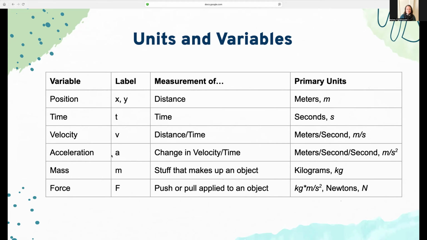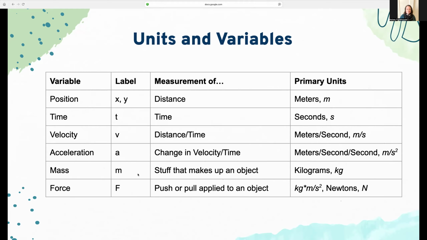Acceleration is given by an a, and it's the change in velocity divided by time. Also, just a note with acceleration, remember, if the motion changes, there must be acceleration. Because velocity has units of meters divided by seconds, and time is in seconds, we end up with the units of acceleration as meters divided by seconds squared, or as we say, meters per second squared.